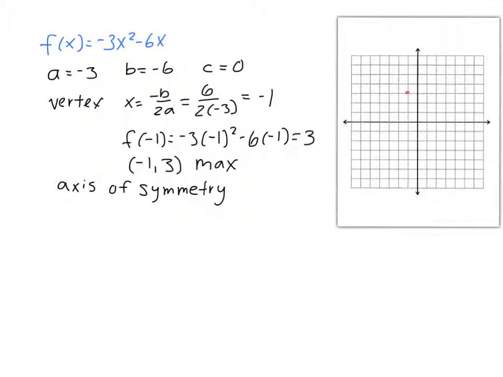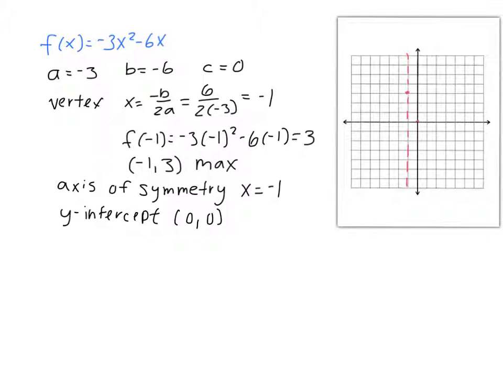Now we can draw our axis of symmetry through our vertex. So our axis of symmetry becomes the line x equals -1. Because the c value in this equation was 0, our y-intercept is going to be the point 0, 0. So let's go ahead and plot our y-intercept on our graph.